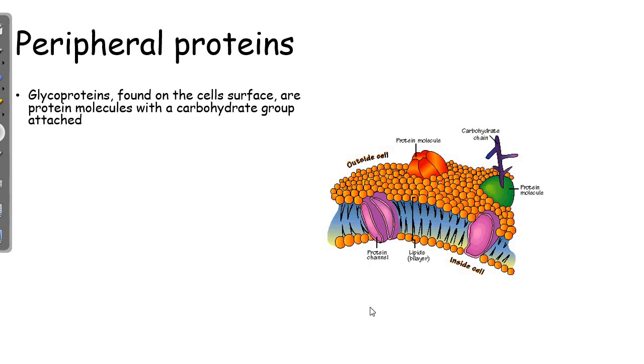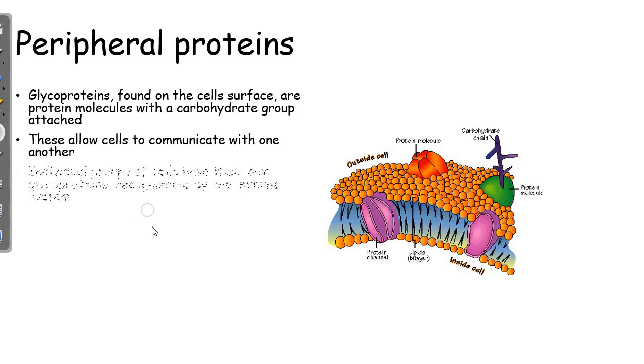Peripheral proteins are glycoproteins if they are present on the glycolipid part, found on the cell surface membrane, where protein molecules are attached to the carbohydrate. When they are attached to the carbohydrate group, they are known as glycoproteins. This allows cells to communicate with one another. They are responsible for the cell communication, cell signaling process.